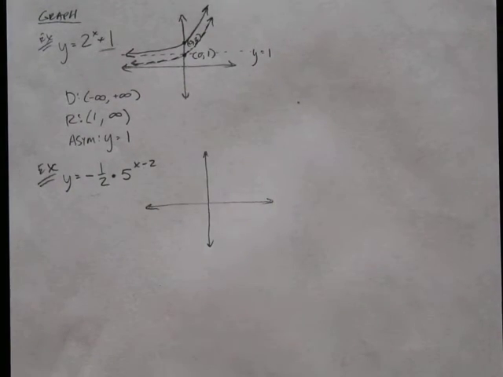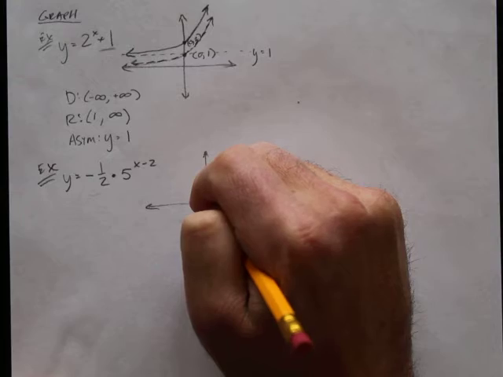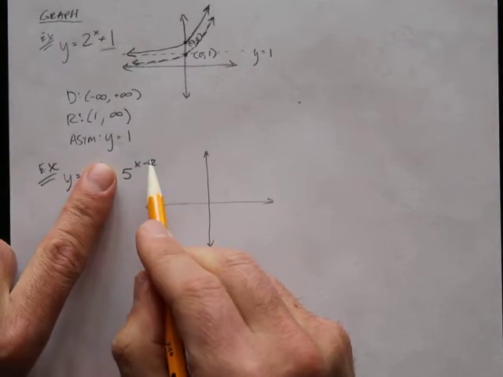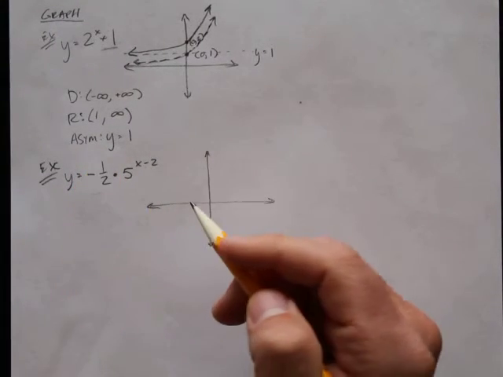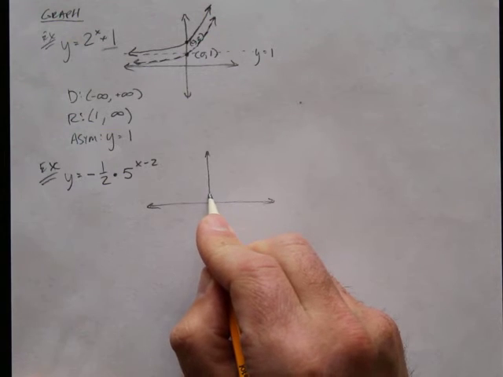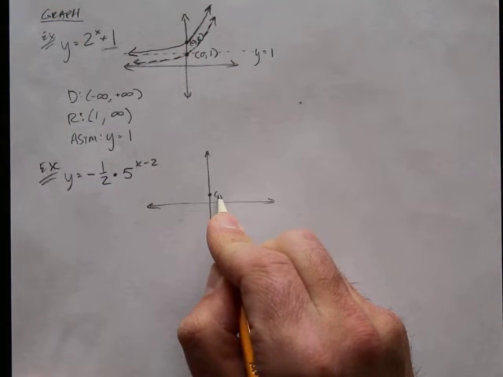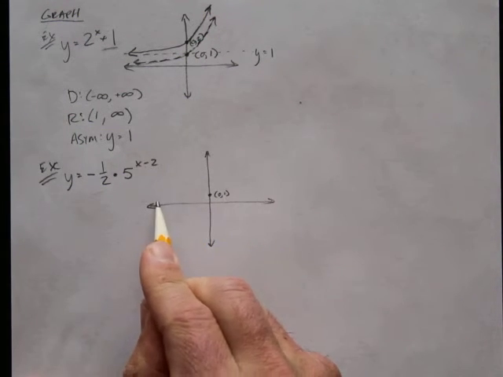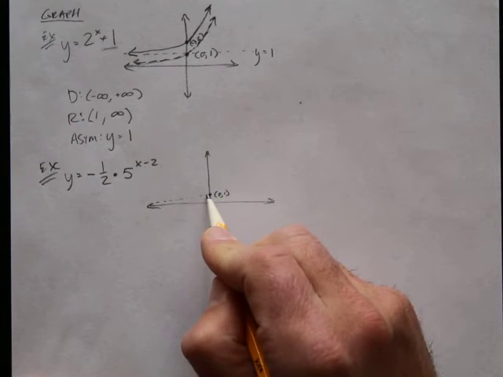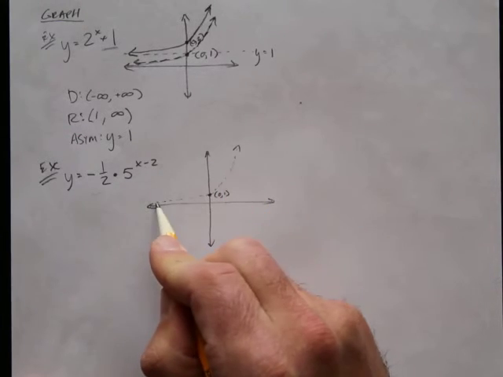So I'm going to graph my parent function first. I'm just going to think y equals 5x is my parent function, and that's the one I'm going to draw first. So this is 0, 1 where it goes through the y-axis, and it would look something like this.